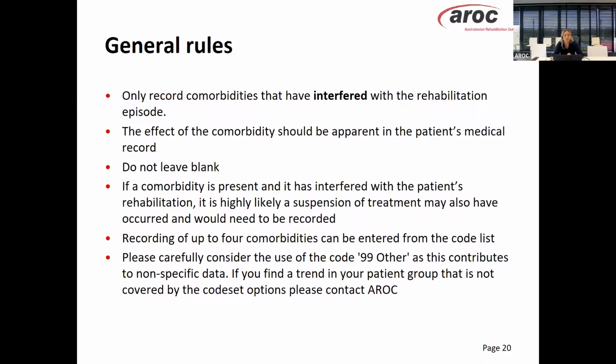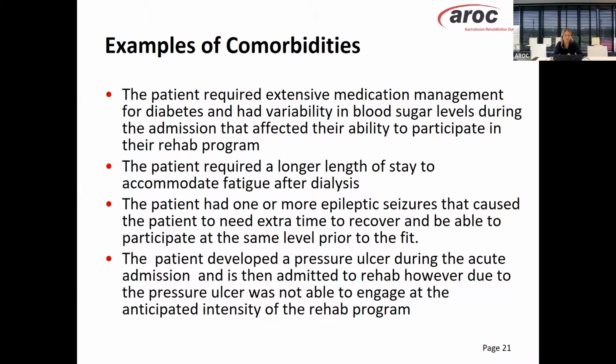If you do record a comorbidity and it has interfered with the program, it's highly likely that a suspension of their treatment has occurred, and we will be talking about that a bit later in the webinar. And here there is a code other, so again, just carefully consider using that as it doesn't provide information. If you do select it, if you can put a comment in about what the comorbidity is, and if you're finding that you're using the code other a lot for a patient group, then contact us and we can talk to you about that.